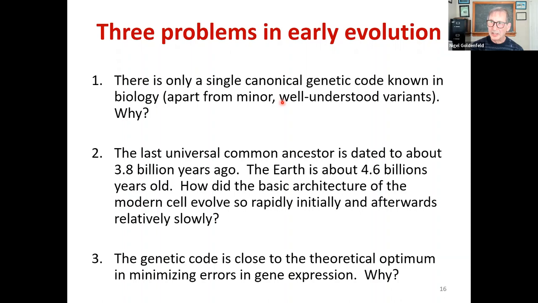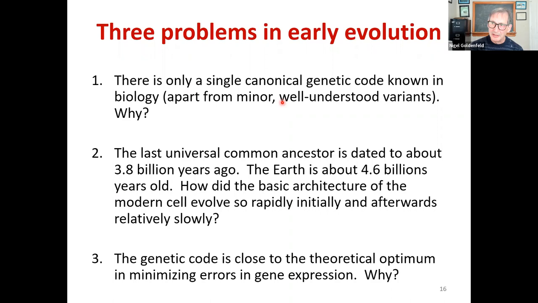The second thing is that we know that the last universal common ancestor can be dated to about 3.8 billion years ago. Now, the Earth is about 4.6 billion years old. So what that means is that in less than a billion years, life evolved from nothing to organisms that had something like the architecture and complexity and structure of the modern cell. And in fact, for most of the time, the Earth was virtually uninhabitable. So the question is, how did the basic architecture of the modern cell evolve so rapidly initially, and then afterwards relatively slowly?